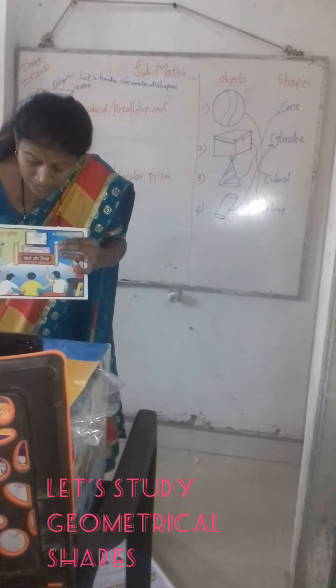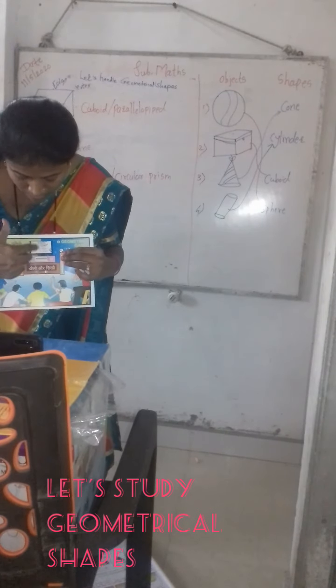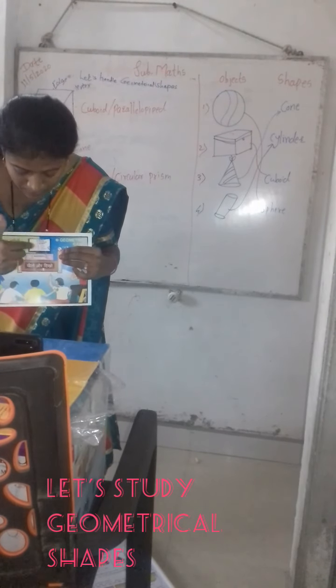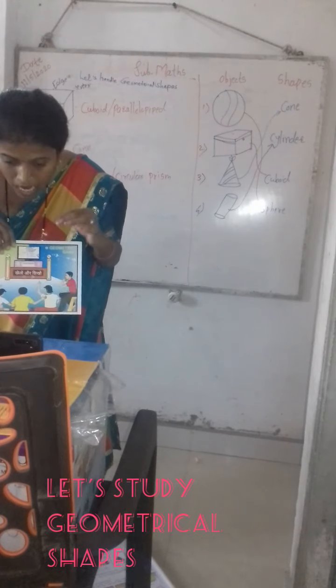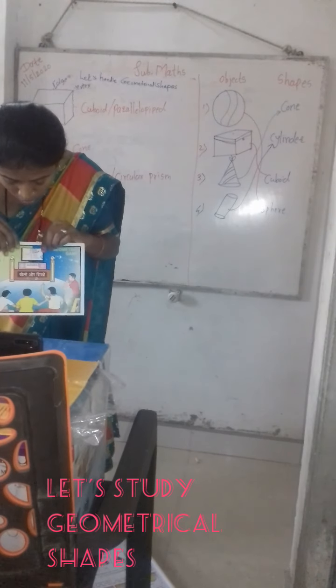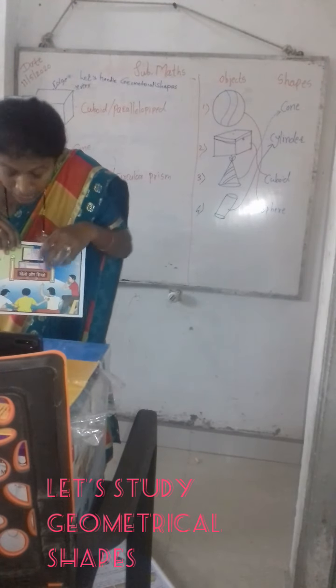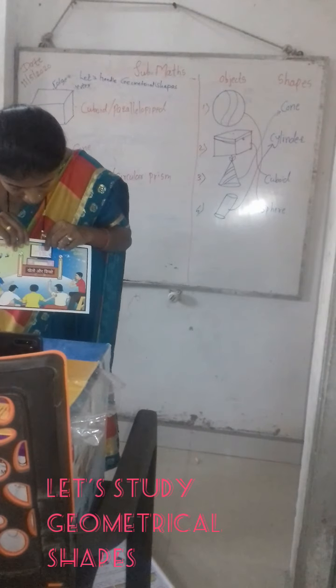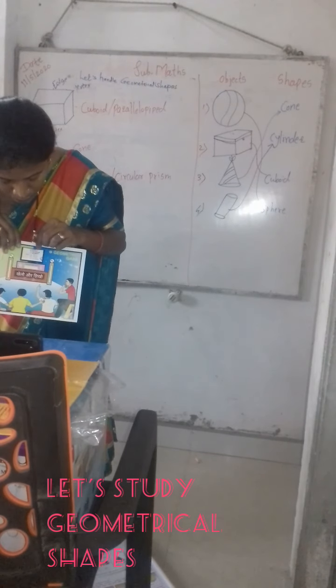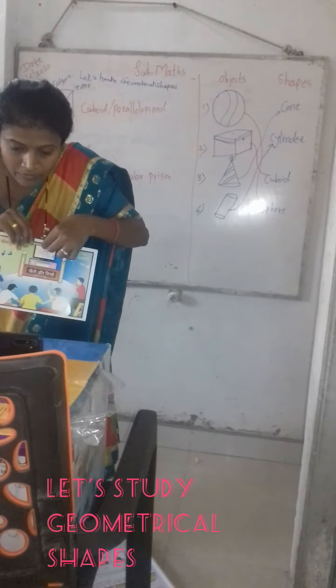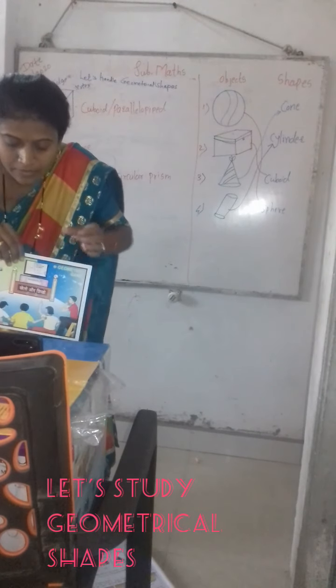And our last shape is a circle. And the circle has a half length. What can we call it? We can call it the radius.